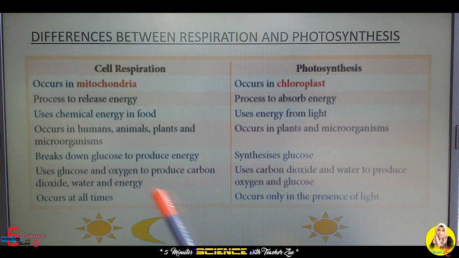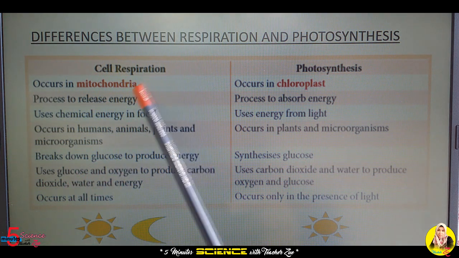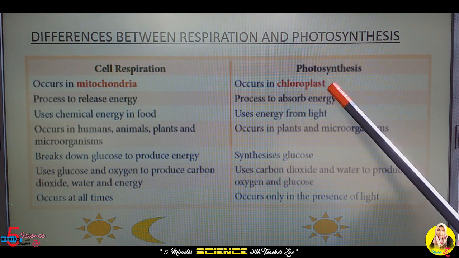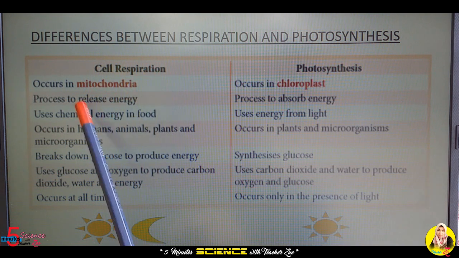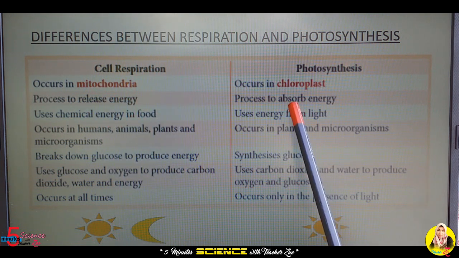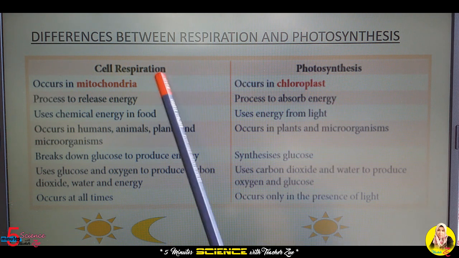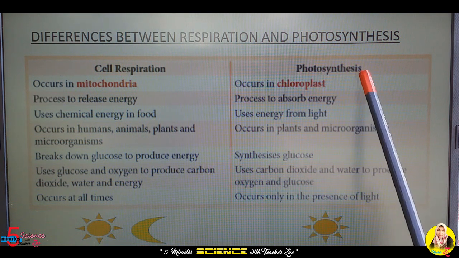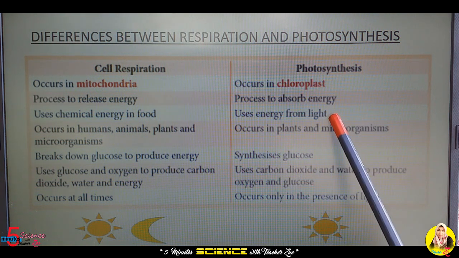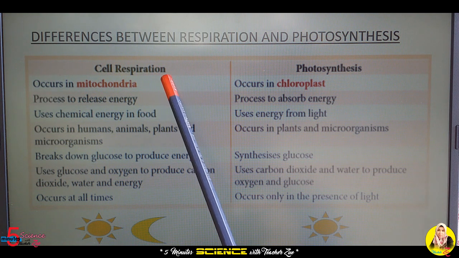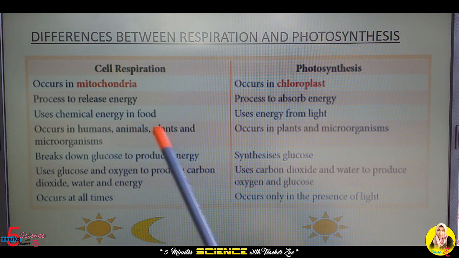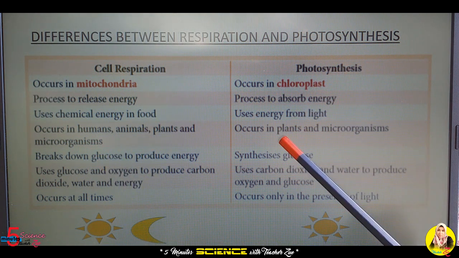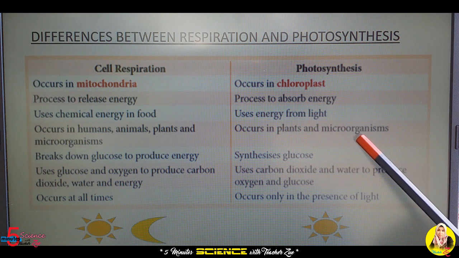Okay, back to the differences. Cell respiration occurs in mitochondria. Photosynthesis occurs in chloroplast. Cell respiration releases energy, but photosynthesis absorbs energy. Cell respiration uses chemical energy in food, but photosynthesis uses energy from light. Fourth, cell respiration occurs in humans, animals, plants, and microorganisms. But photosynthesis only occurs in plants and certain microorganisms.